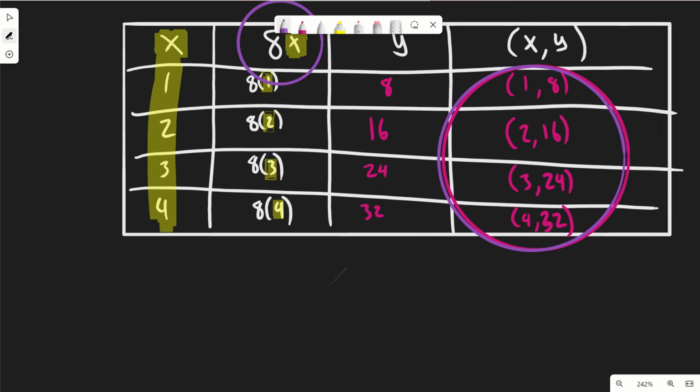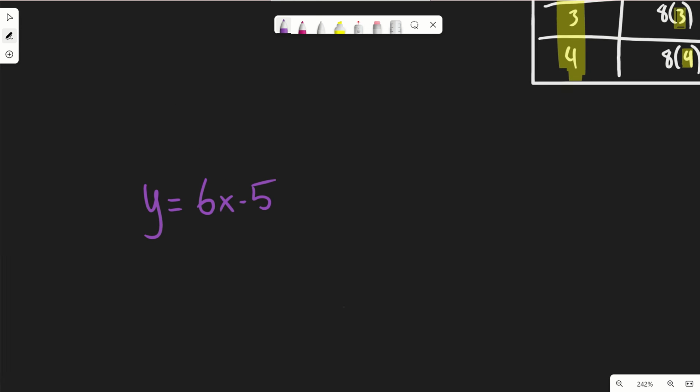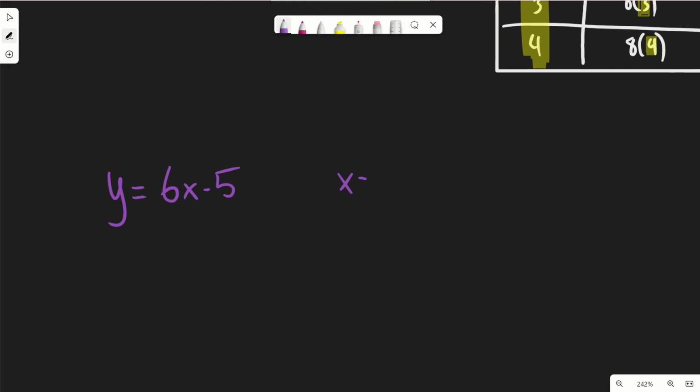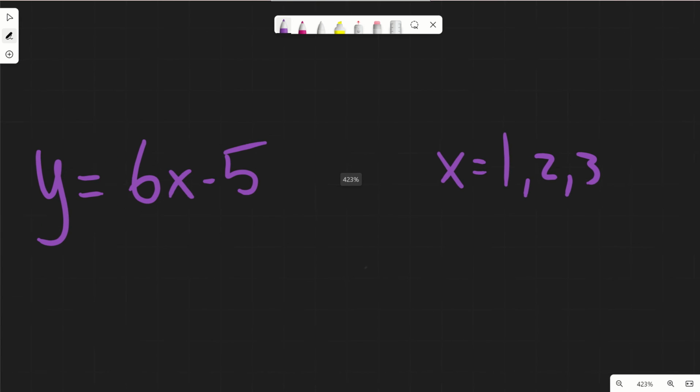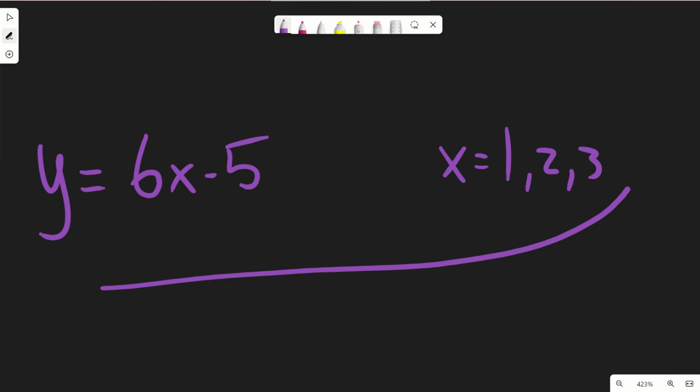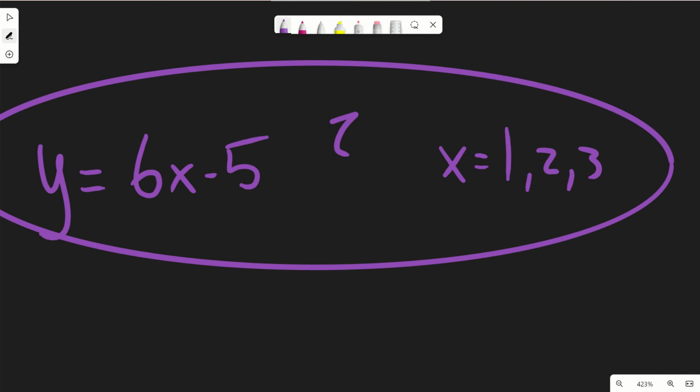So let's say I have this table here, or this equation here. And I have these values here. What are my ordered pairs that will match with this information? Let me know what you think about this, and I will see you all tomorrow.